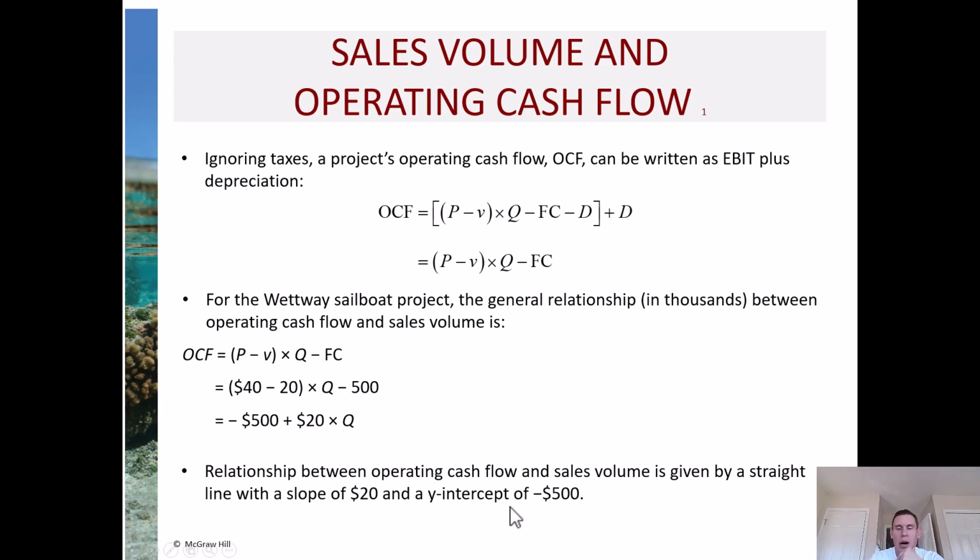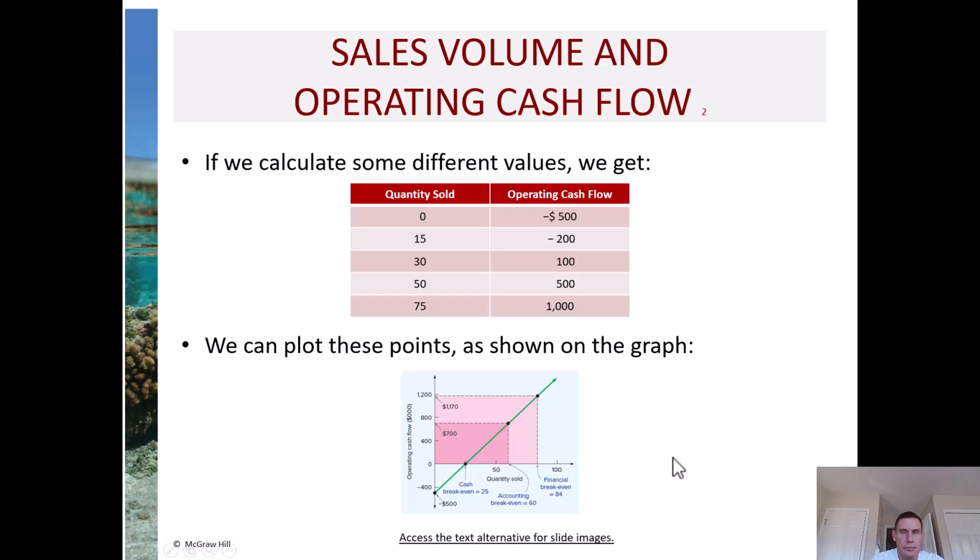So the relationship between operating cash flow and sales volume is just simply given by a straight line with a slope of 20, think about the gradient, and a y-intercept of negative 500. That, of course, represents your fixed costs.